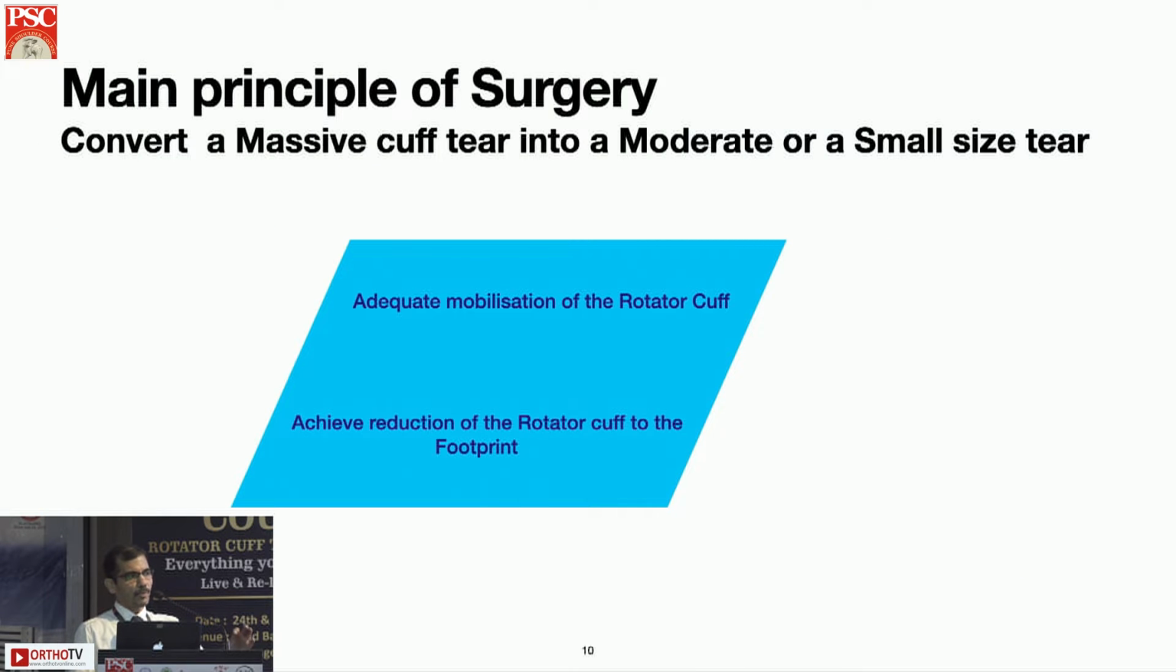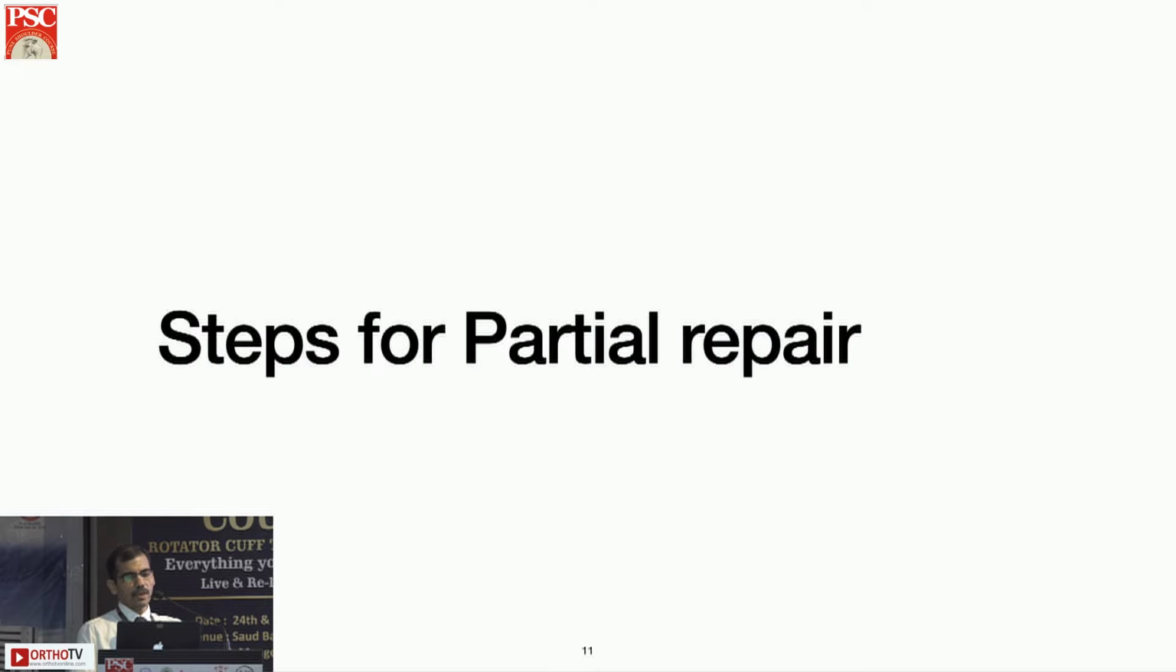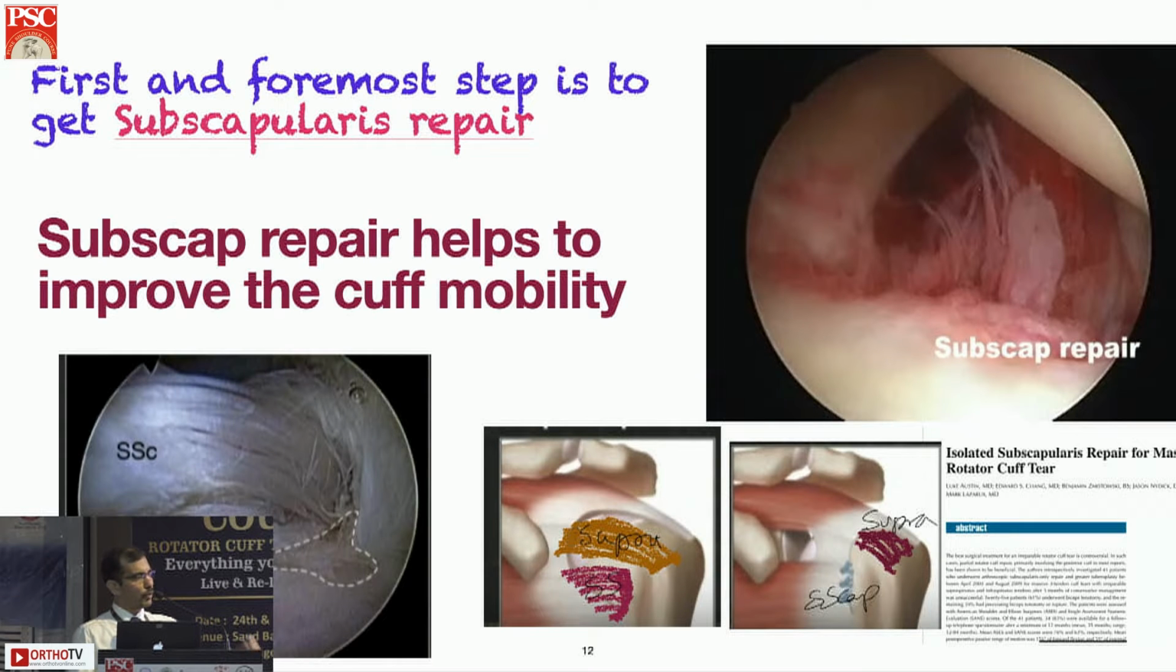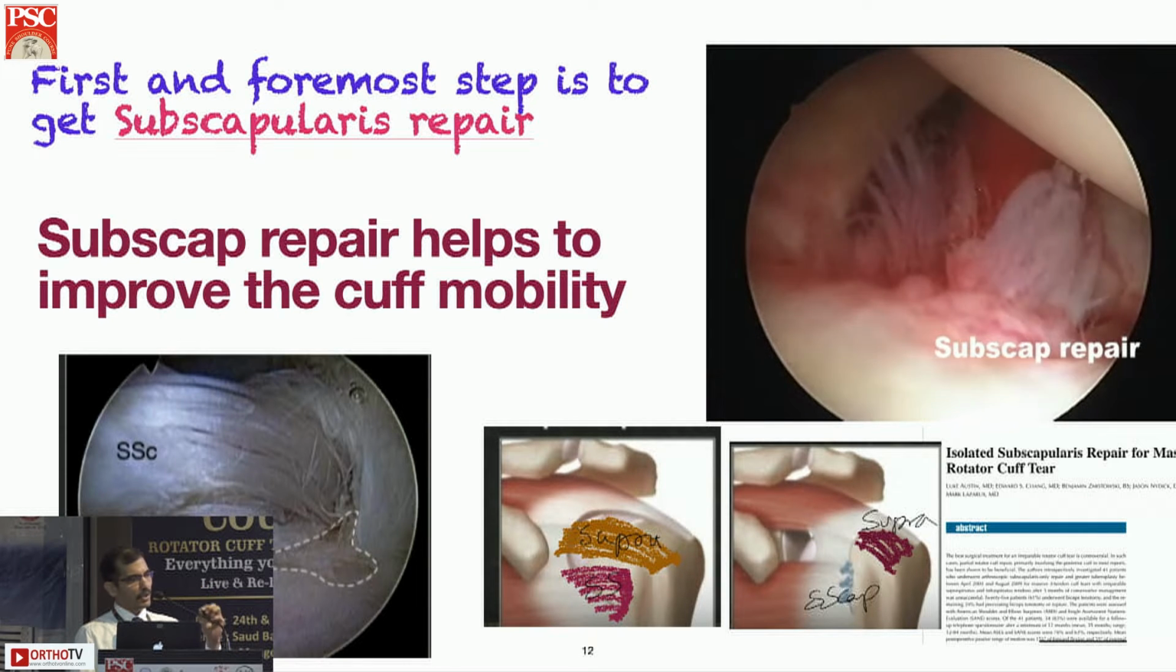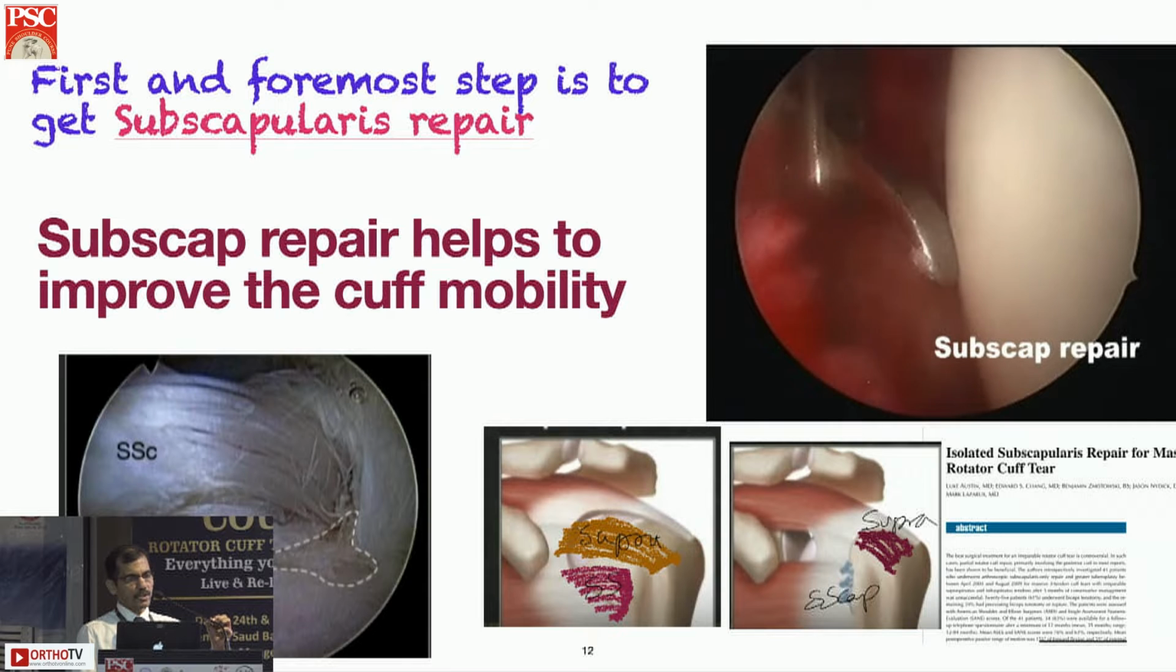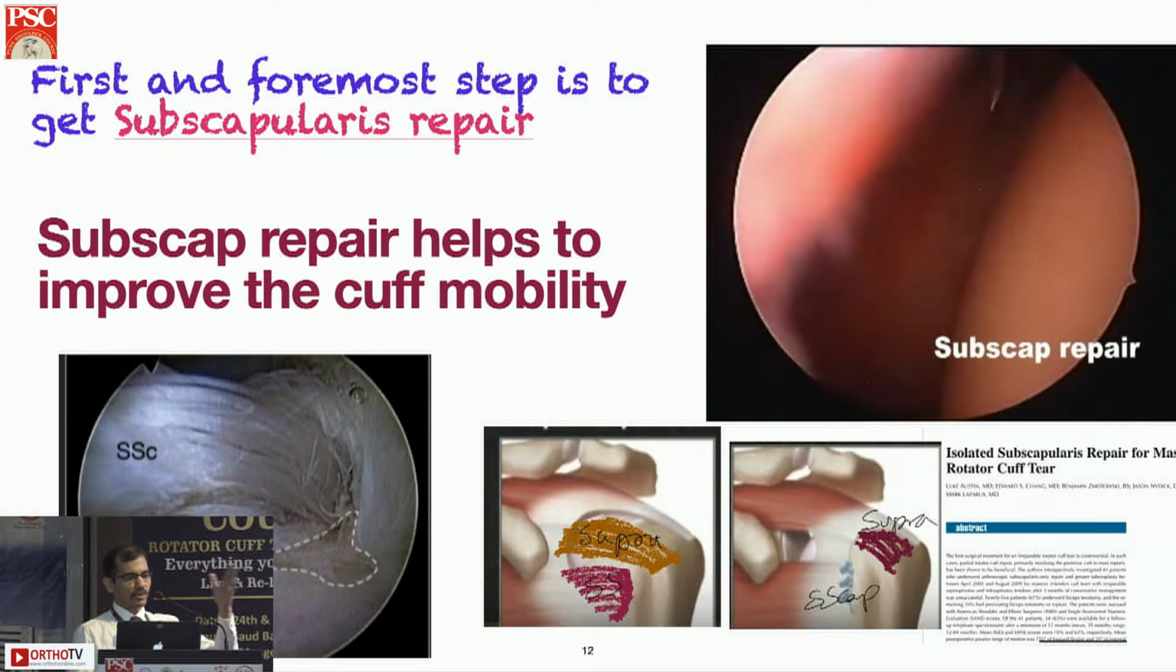The main principle of surgery is converting a massive cuff tear into a small or moderate size cuff tear, which means you have to mobilize the cuff and also get the reduction of the rotator cuff to the footprint. So how we can achieve it is, first and foremost, to identify whether the patient has a subscap tear. If there is a subscap tear, the first fulcrum to be established anteriorly is to repair the subscap back.